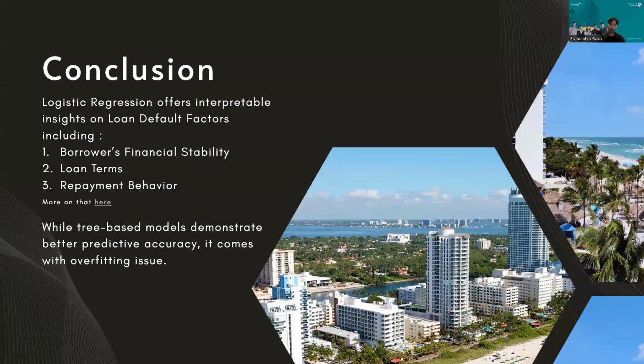Now, in conclusion, logistic regression offers interpretable insights on loan default factors, including borrower's financial stability, loan terms, and repayment behavior. More on that you can click on later. While tree-based models demonstrate better predictive accuracy, they come with overfitting issues, like I said before, or possibly some generalization issues.